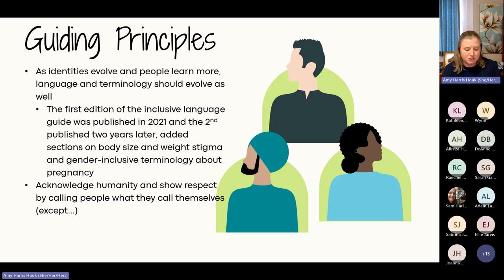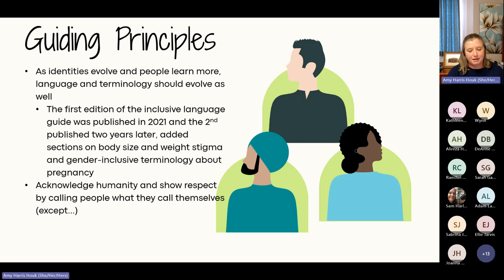The other guiding principle, which is really true for all of the bias-free language aspects of APA, is to acknowledge the humanity of people and show respect. So that's kind of the centering principle, I think, for all of these guidelines, is just to show respect for people and make sure that you're always acknowledging their humanity.